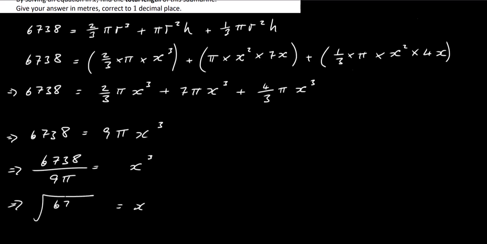So we've got 6738 over 9 pi, and we just got to cube root that. Okay, so that's our value for x.